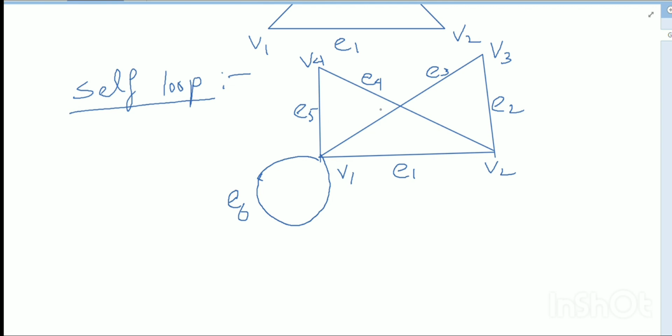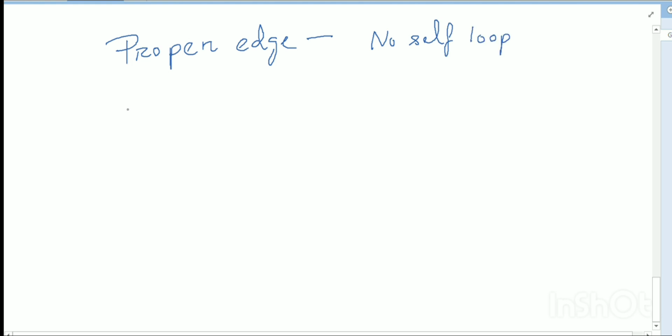Okay friends, now I discuss proper edge and multi edge. A proper edge is an edge which is not a self loop. So proper edge means no self loop.